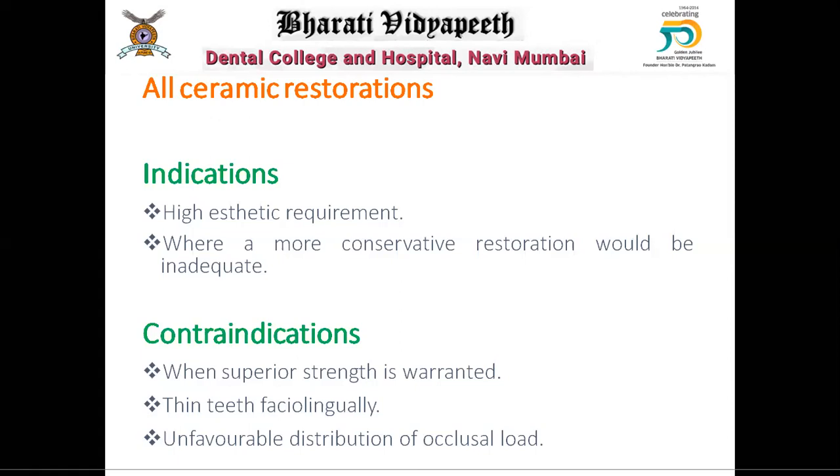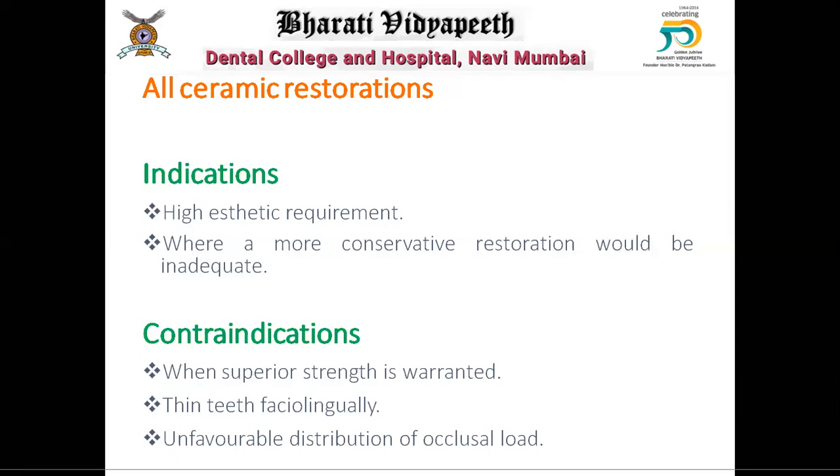Then, teeth which are very thin in dimension, like the lower incisors or the upper lateral incisors, you cannot reduce an excessive amount of tooth structure, cannot make too much preparation, so you cannot use all ceramic restorations, because as I told you, you need 1.5 to 2 millimeters of reduction from all sides. In such teeth which have barely 5 or 6 millimeters of diameter, you cannot prepare 2 millimeters from the labial side and 2 millimeters from the palatal side. Only 1 millimeter or 2 will be left. So in such teeth, it is contraindicated.